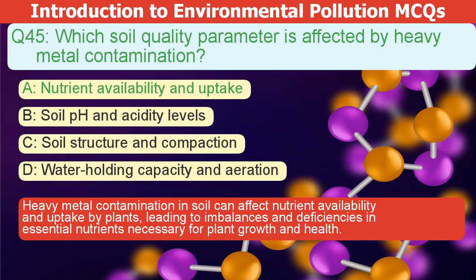The correct answer is A. Heavy metal contamination in soil can affect nutrient availability and uptake by plants, leading to imbalances and deficiencies in essential nutrients necessary for plant growth and health.